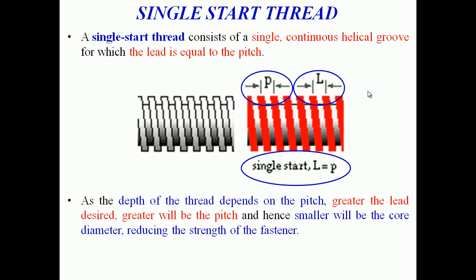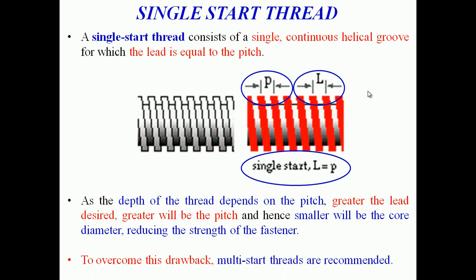As the depth of the thread depends on the pitch, the greater the lead desired, the greater will be the pitch and hence the smaller will be the core diameter, which reduces the strength of the fastener. To overcome this drawback, multi-start threads are recommended.